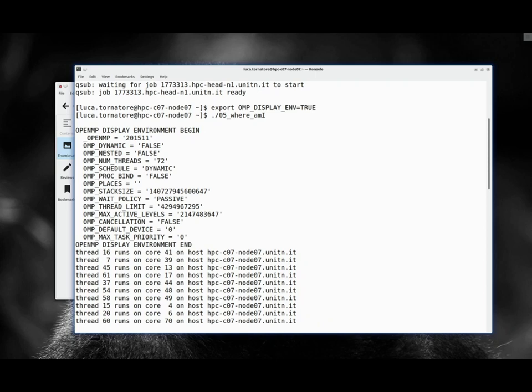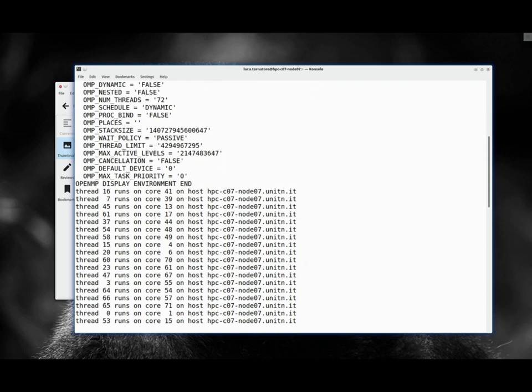So dynamic false, nested false, number of threads is 72, and so on. Just some information, and you see all the threads. So thread 16 runs on core 41 on this host, so you can understand exactly what's going on. And there is the code. You can learn the technique, explore what it's doing, and reuse that code in your codes.